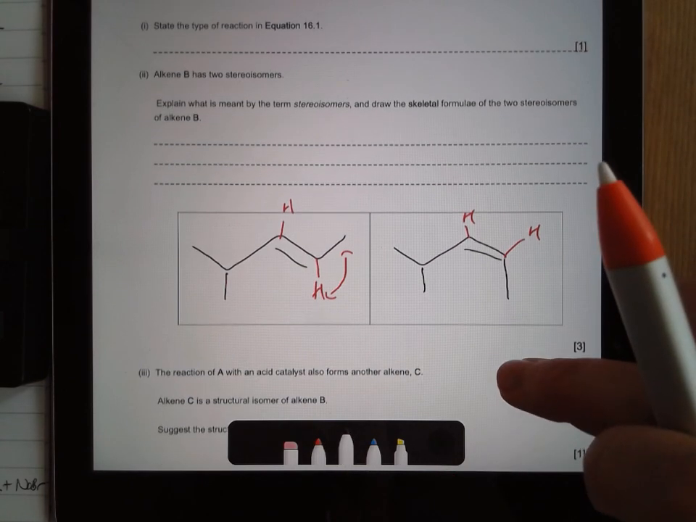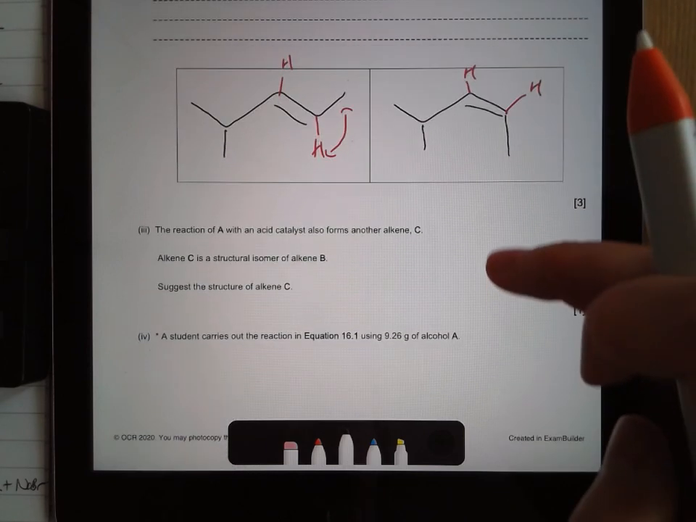They also ask you for a stereoisomer. Okay.